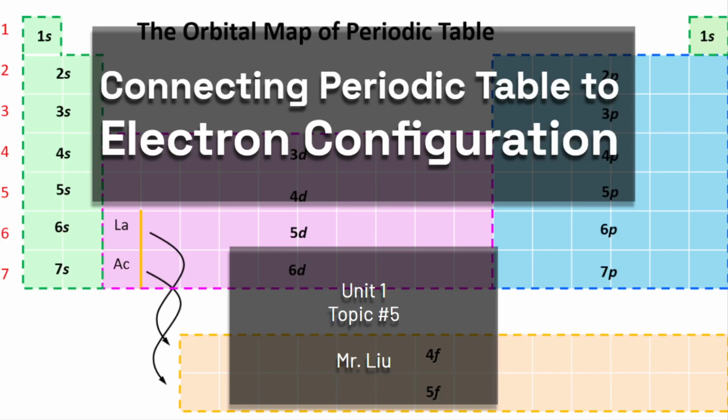Hello, welcome to topic number 5 for Unit 1. This time we are connecting the periodic table to electron configuration and the Bohr model.